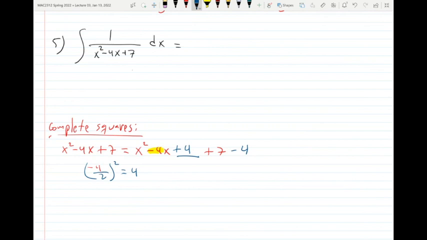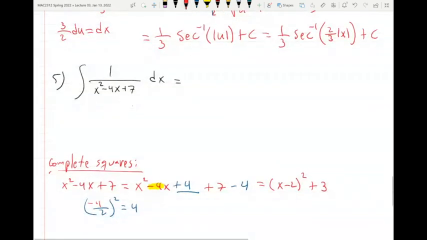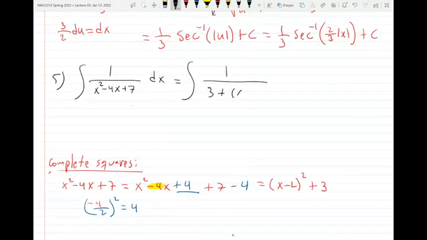Do you understand this? Okay, so now x squared minus 4x plus 4 is x minus 2 squared, and then 7 minus 4 is 3. So we get x minus 2 squared plus 3. Are you okay with this? All right, so let's rewrite this so that this becomes 1 over, I'm going to write it as 3 plus x minus 2 squared.